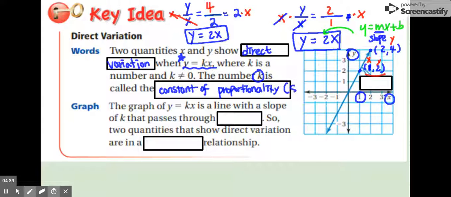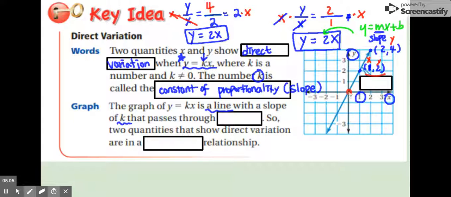And this is also slope. We already know k is a slope because k is a number multiplied to x, and this is the slope from the slope-intercept form. All right, so the graph y is equal to kx is a line with a slope of k that passes through the origin.